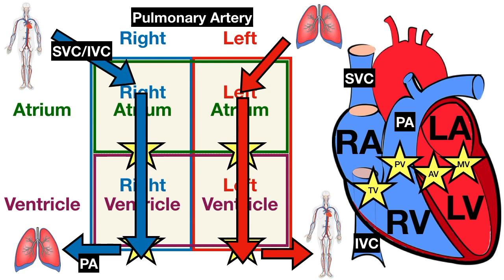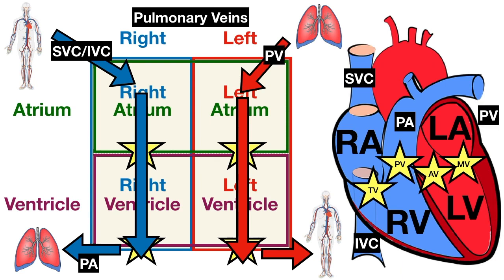The name pulmonary artery is easy to remember because it carries blood to the lungs, so that will help you remember pulmonary, and we know that any blood vessel carrying blood away from the heart is an artery. Typically, arteries carry oxygenated blood, but the pulmonary artery is unique in that it carries deoxygenated blood to the lungs.